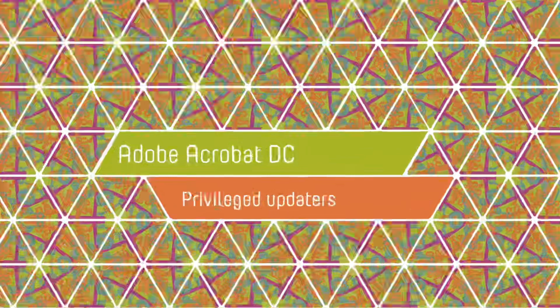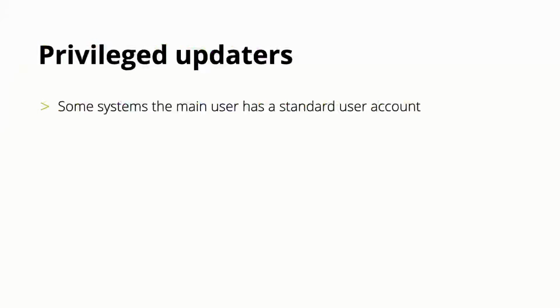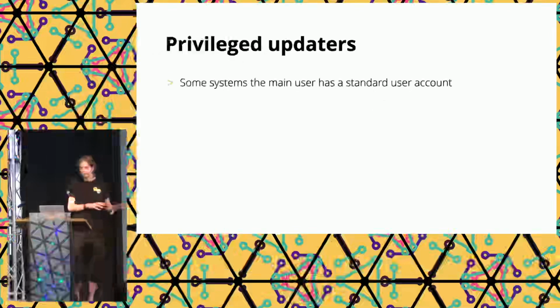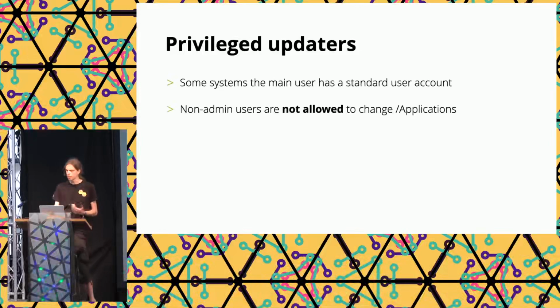The next one is about Adobe Acrobat and privileged updaters. There are some instances where Macs are being used by people with a normal user account instead of an admin user account. For example, it may be a kid who has a computer, but their parents have an admin account, or it may be a computer in a school or something like that. But a non-admin user is not allowed to change the applications folder. And this can be a problem if you have an application that wants to auto-update itself.